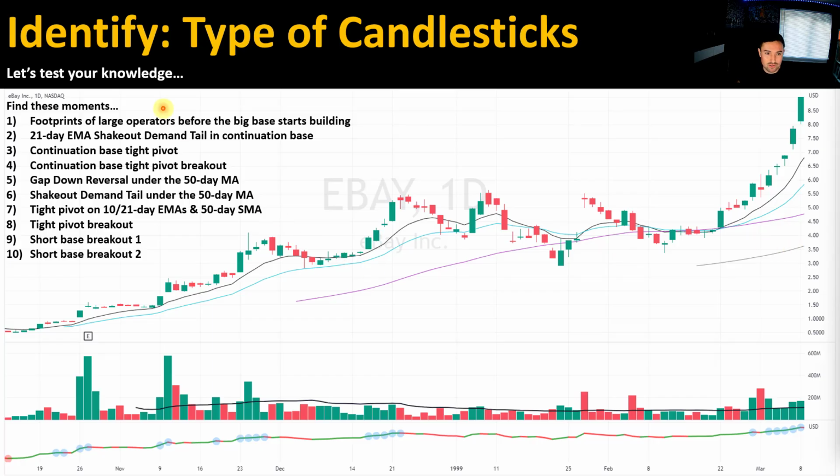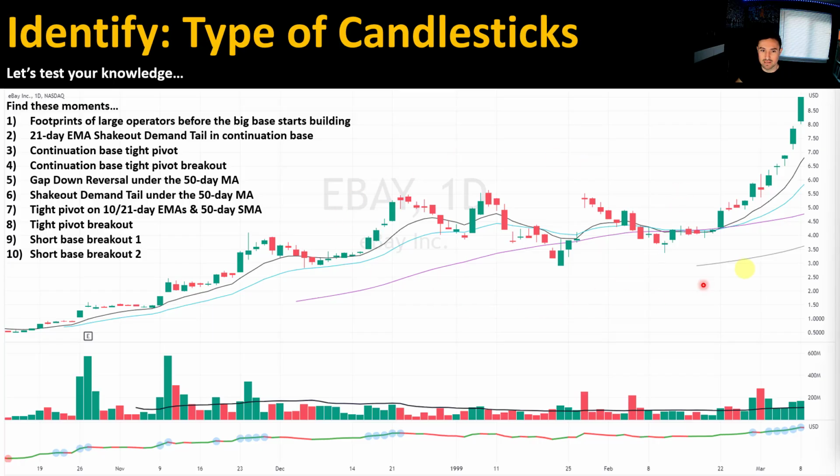So here we go. Let's test your knowledge so far. There are 10 spots on the chart. I want to see if you can identify them, and if you want, let me know in the comments how many of the 10 you got here, and then at the end as well. Hopefully these videos are helping you. So find these moments. What are we looking for? We are looking for footprints of large operators before the big base. So this here is going to be the big base.